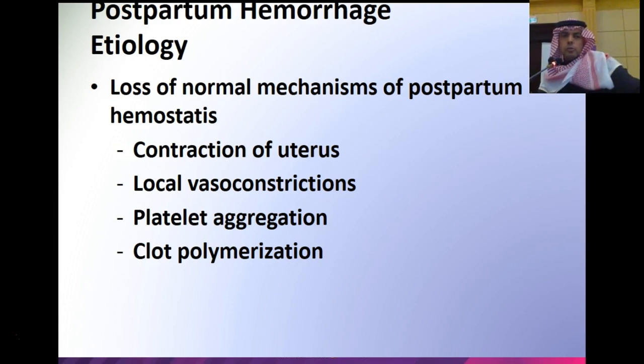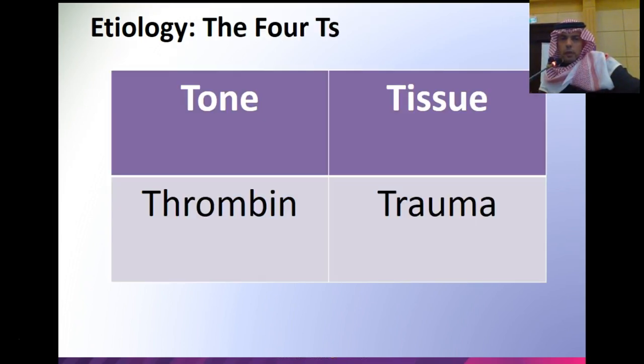So PPH is the loss of the normal mechanism of postpartum hemostasis due to loss of contraction of the uterus, local vasoconstriction, platelet aggregation, or clot polymerization. The etiologies are the 4 T's: tone, which is the common one; tissue, which is either previa or percreta or retained products; thrombin, which is disease that can cause low platelets or coagulation problems or anticoagulants; and trauma due to either ruptured uterus or macrosomia or instrumental deliveries.